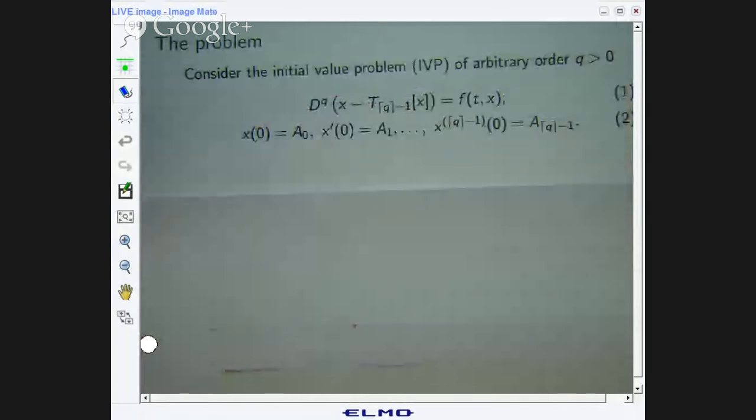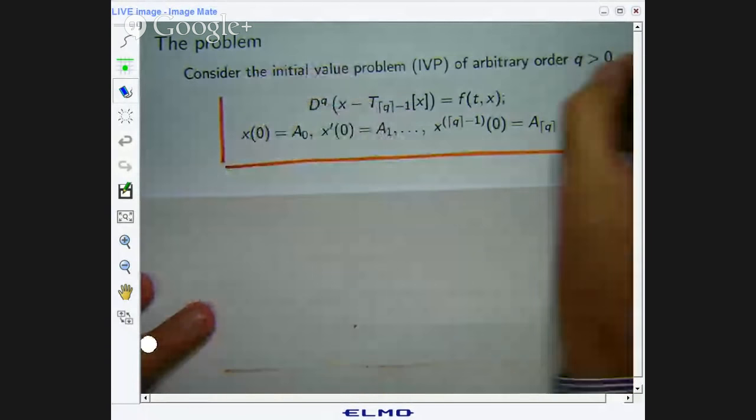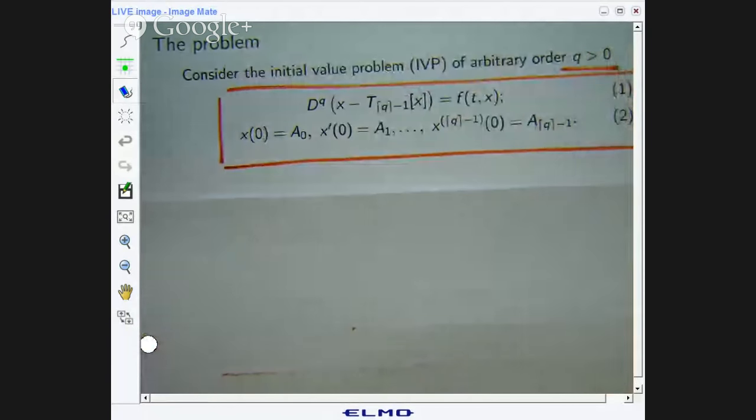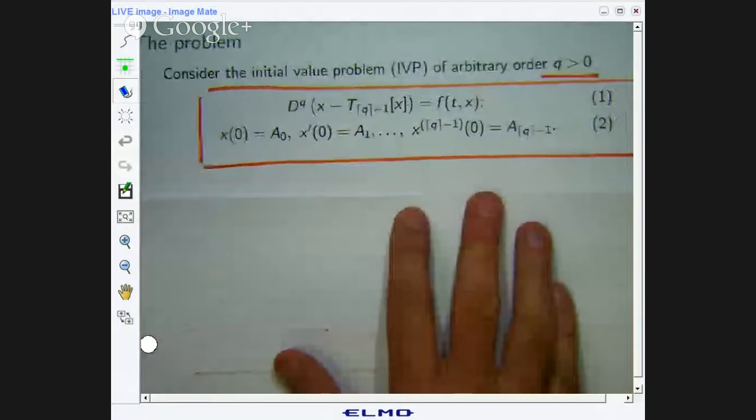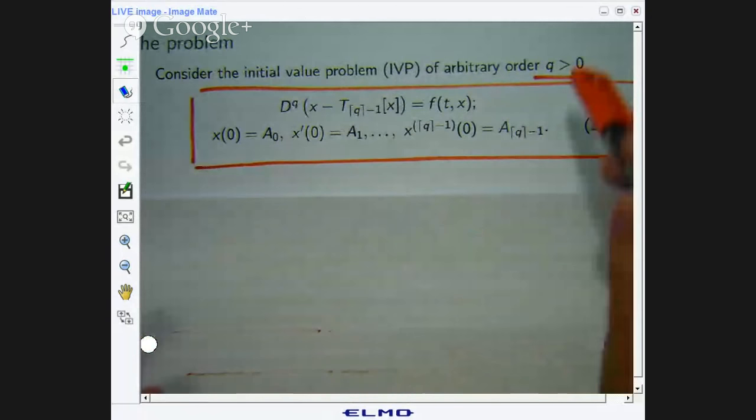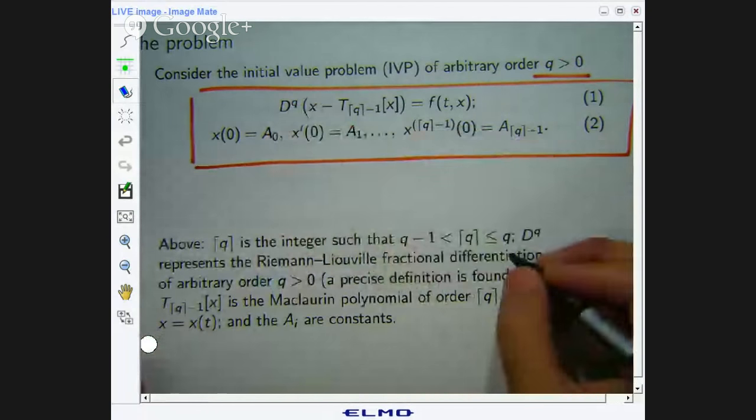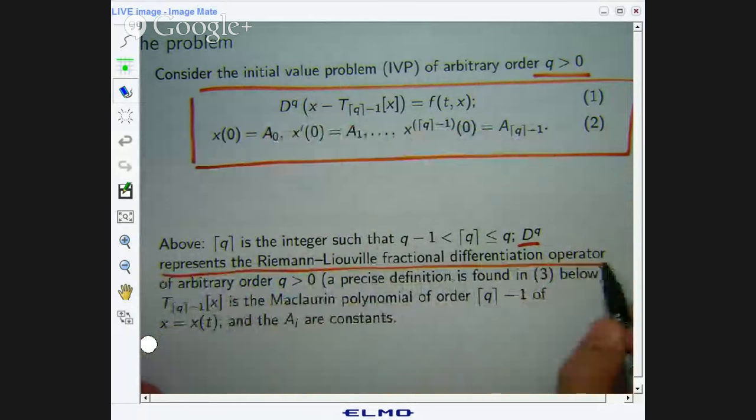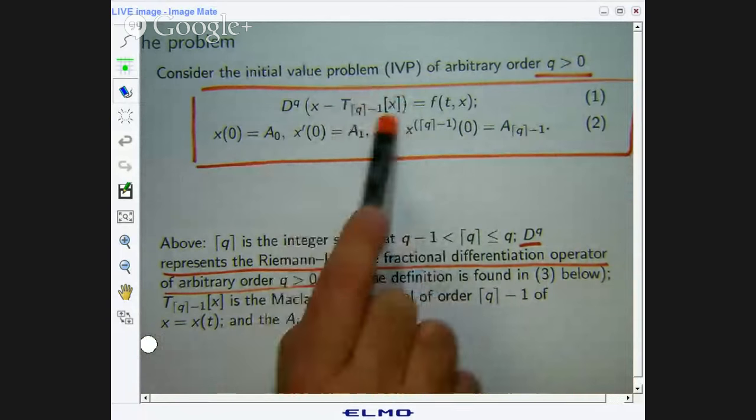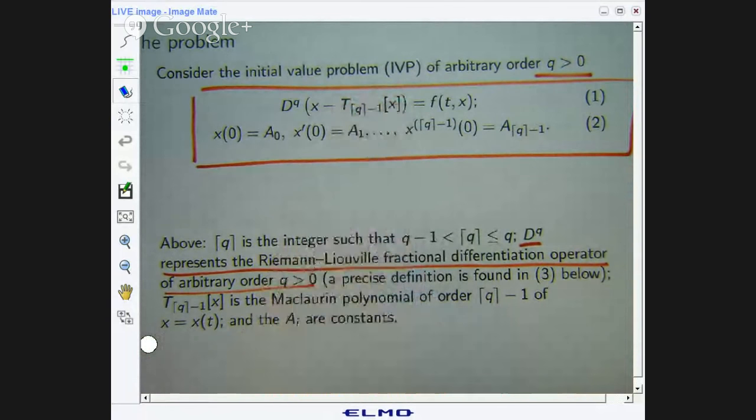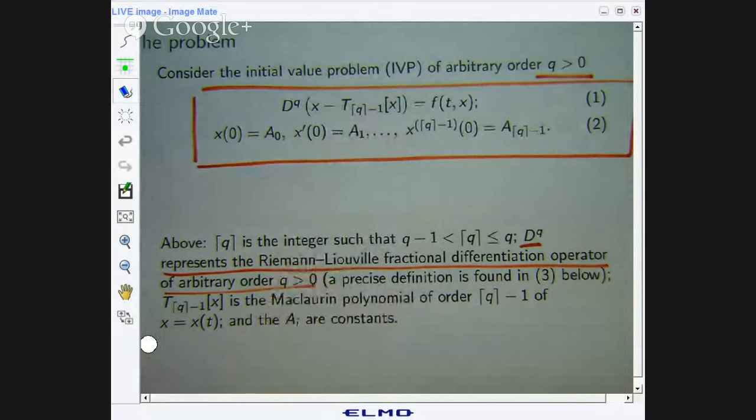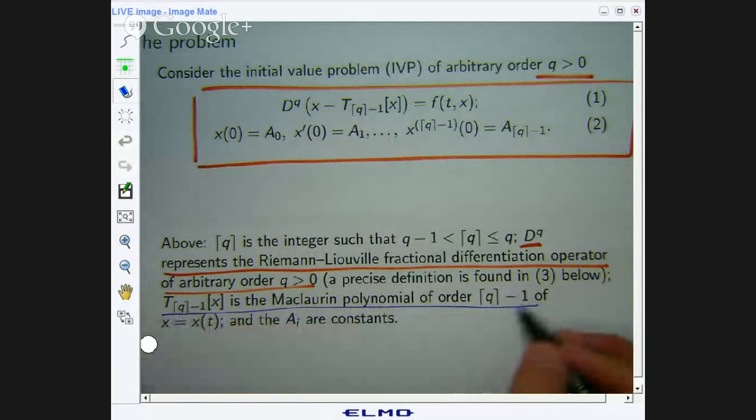All right, so this is the problem we are going to look at. It's a bit of a monster problem. The order is Q, which is just positive, so it could be a fraction, it could be a whole number. This D^Q is the so-called Riemann-Liouville fractional differentiation operator of arbitrary order Q. This T operator here, T sub ceiling Q minus 1, is the Maclaurin polynomial of x of this order here, where we have the ceiling function of Q minus 1.